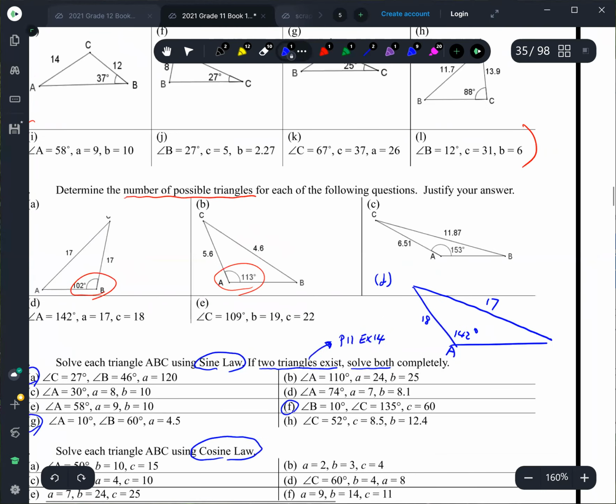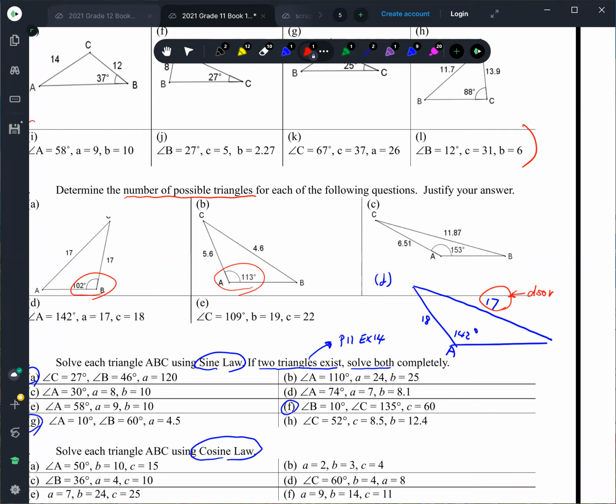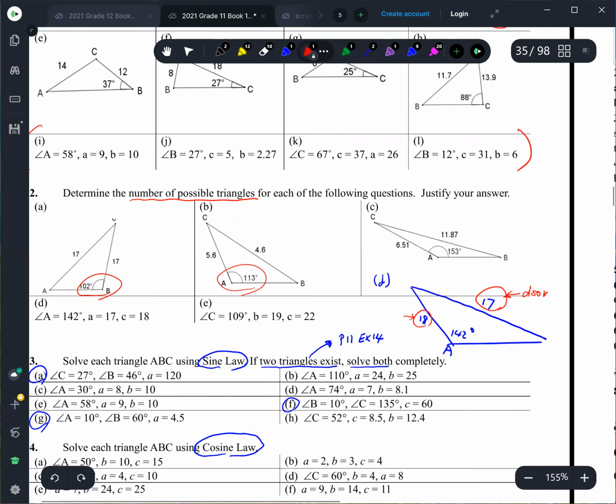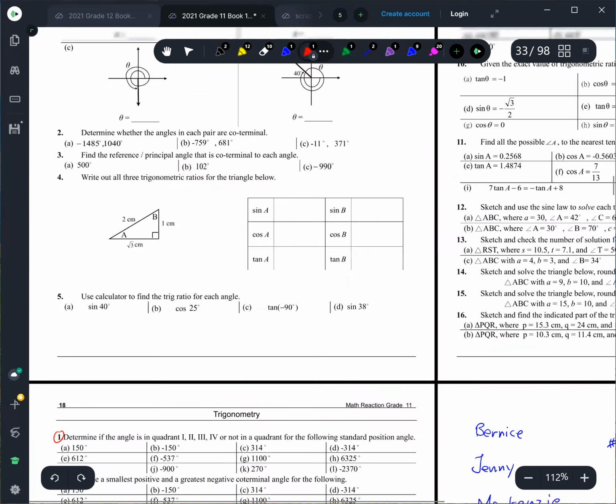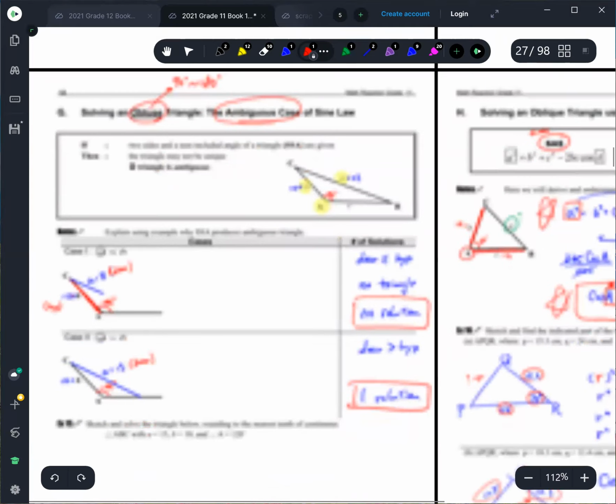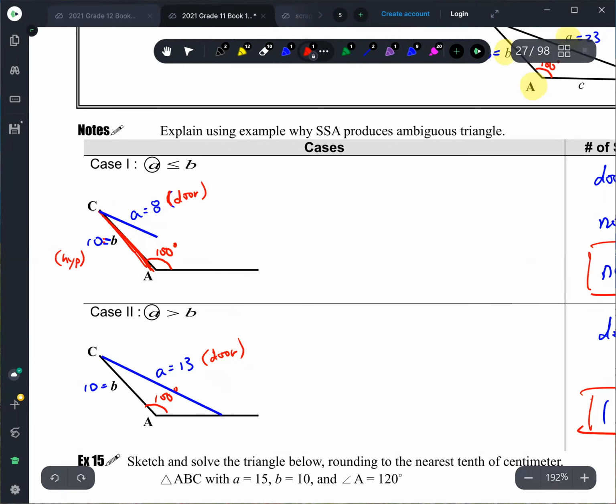Okay, so this one, the one that's across, we call that the door. If you look at the notes, we also put that down, right? This one, the 18, is called the... I forgot what it's called. We have a name. Oh, we do? You didn't write it down? Oh, yeah, hypotenuse. Hypotenuse, right?